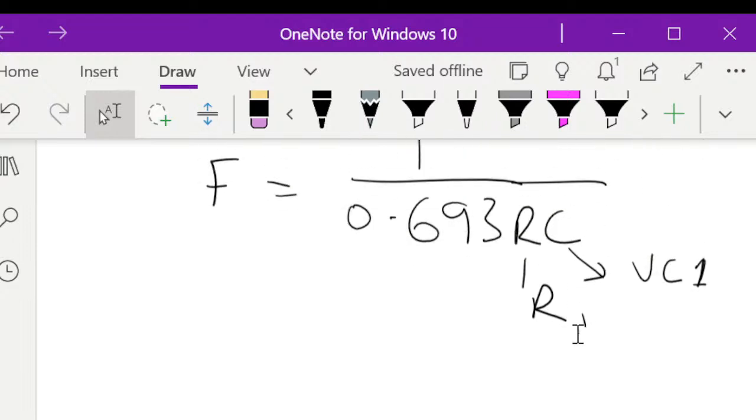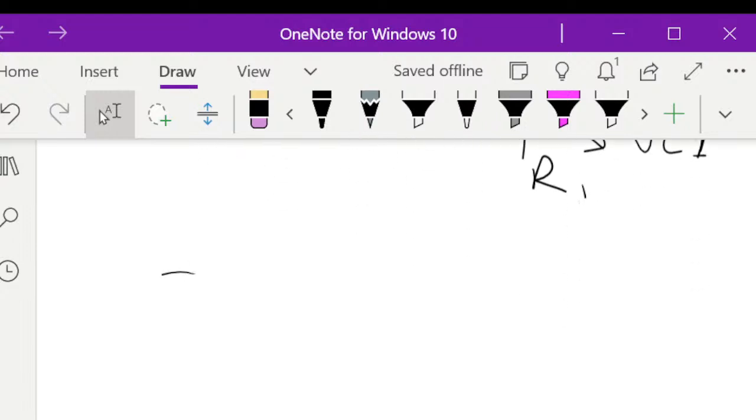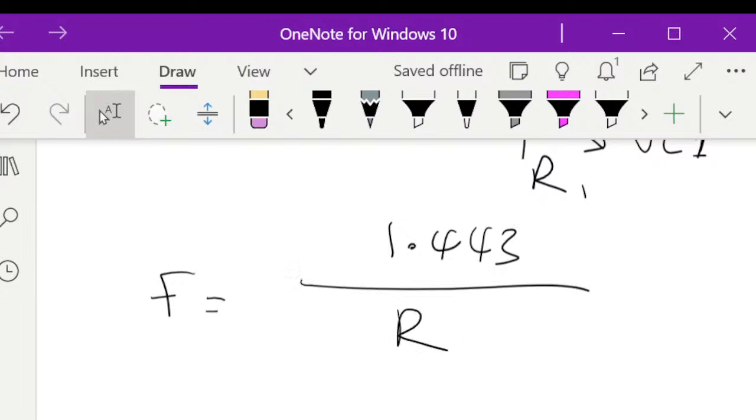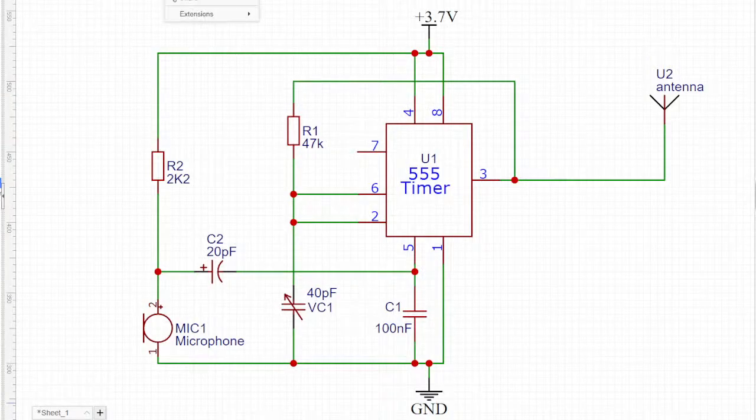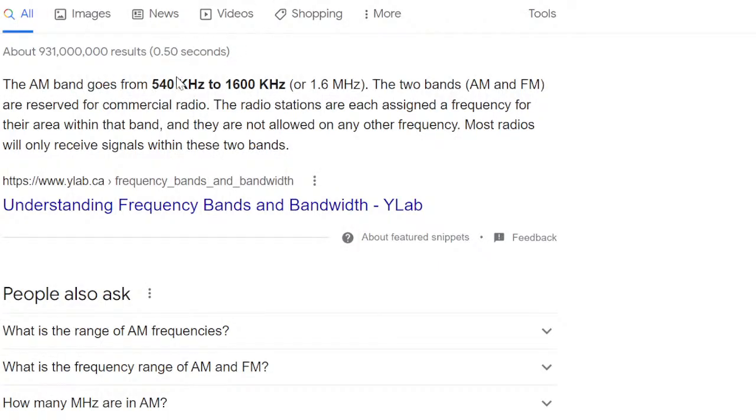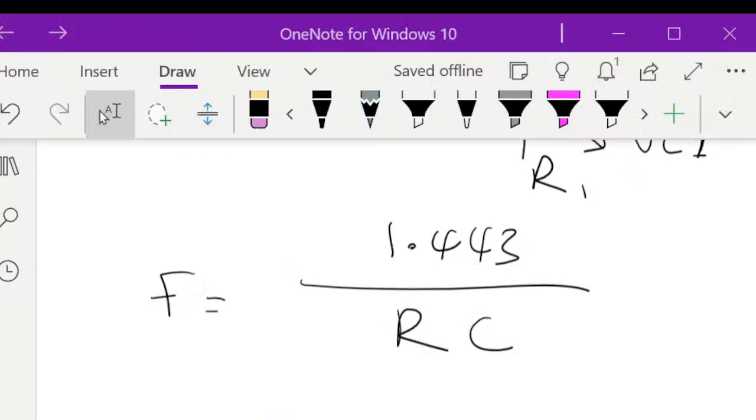Alright, or this could also be written as F is equal to 1.443 over RC. Now, we already verified the frequency for the AM transmitter, and we established that it's 540 to 1600. Right, so we've established that.